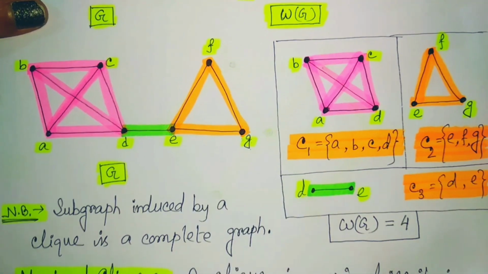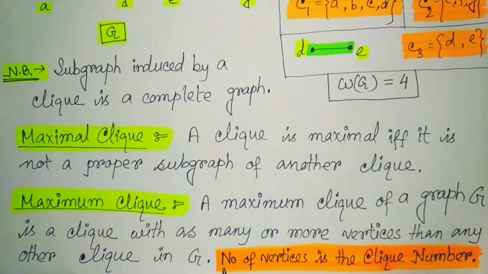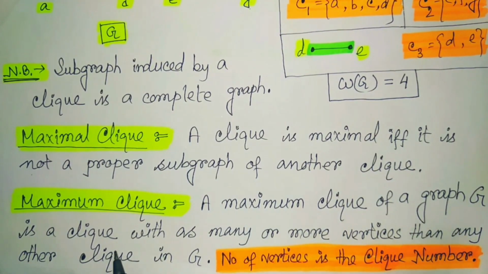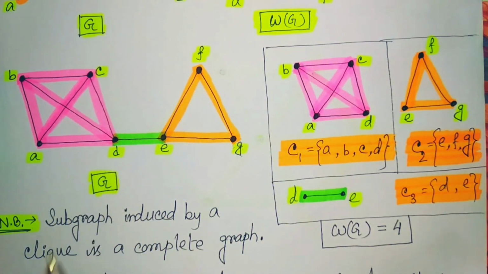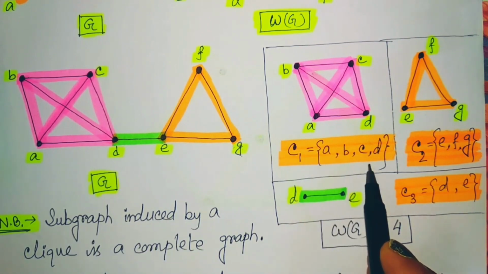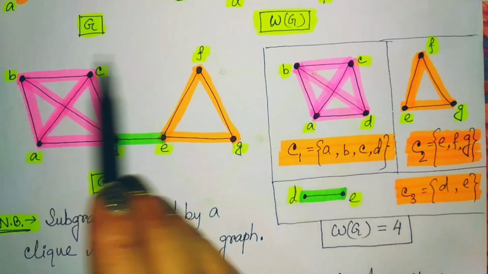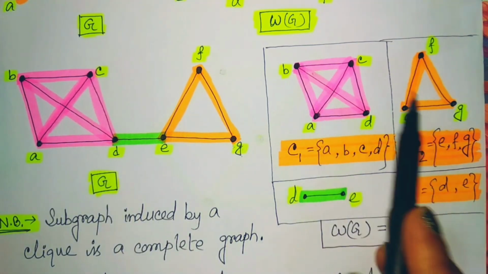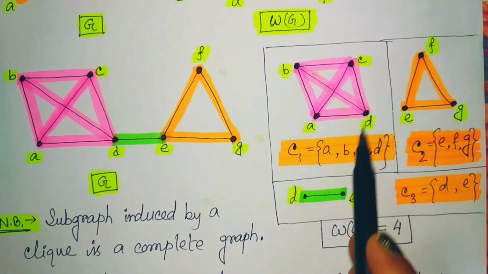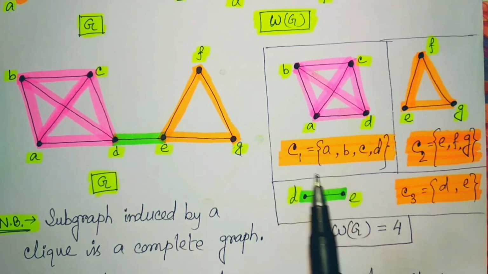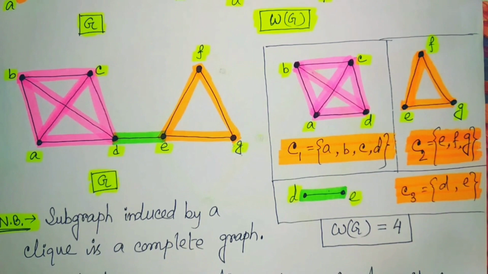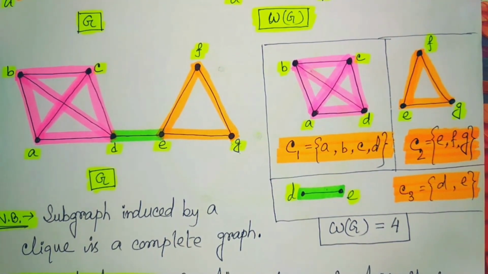Now the maximum clique. What is the maximum clique? A maximum clique of a graph G is a clique with as many or more vertices than any other clique in G. So what does it mean? Among all the maximal cliques, the one which has the highest number of vertices is called the maximum clique. So for this particular graph, 3 cliques are possible, and all of these are maximal cliques, but among these 3, this one is the maximum clique.